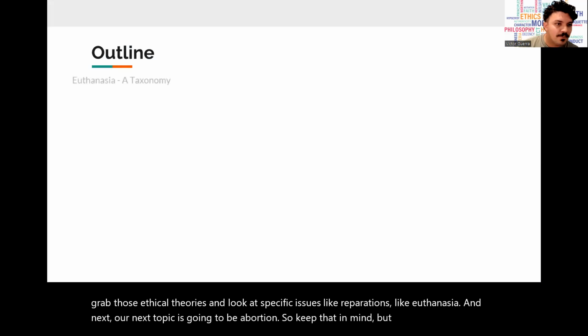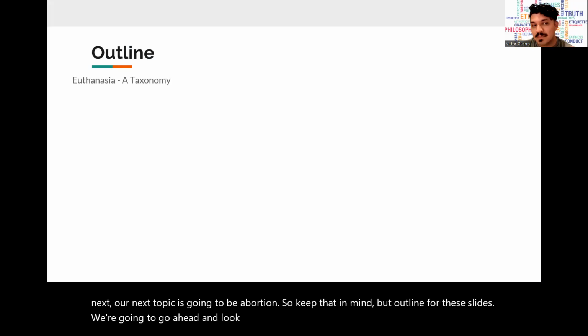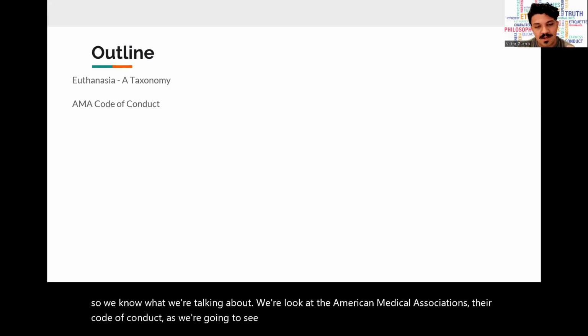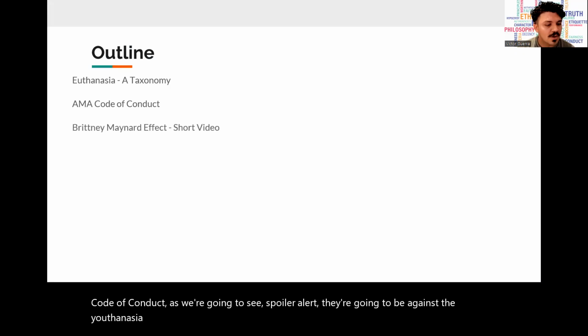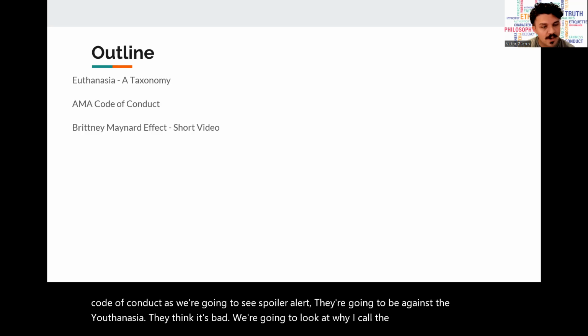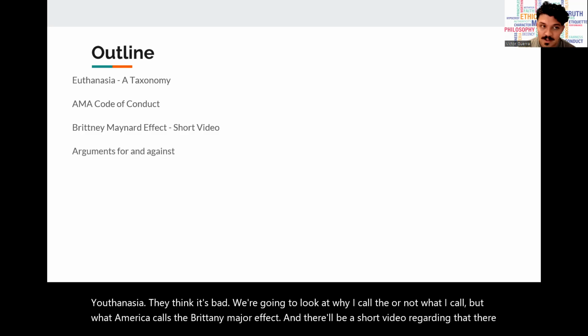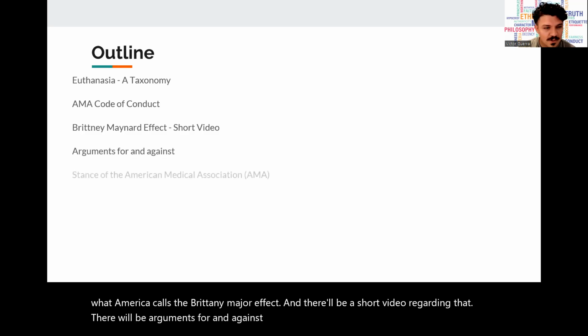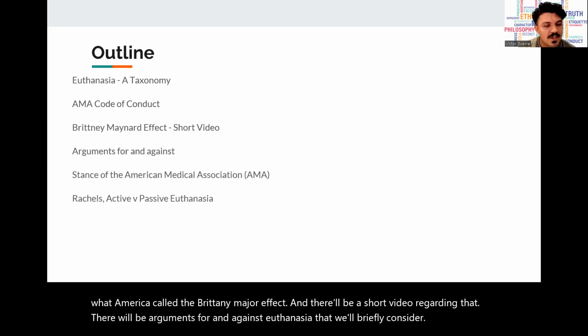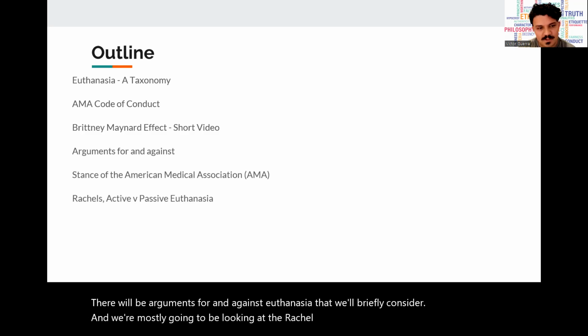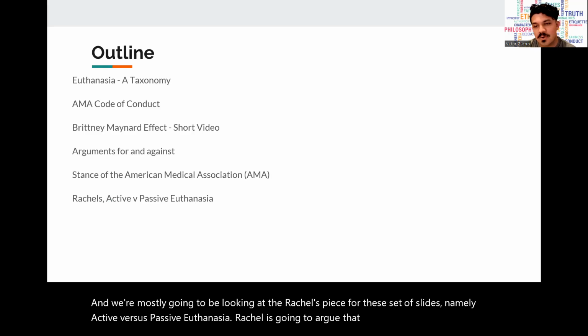But the outline for these slides: we're going to look at taxonomy, or a bunch of definitions of euthanasia, so we know what we're talking about. We'll look at the American Medical Association's code of conduct. As we're going to see, spoiler alert, they're going to be against euthanasia. They think it's bad. We're going to look at what America called the Brittany Maynard effect, and there'll be a short video regarding that. There'll be arguments for and against euthanasia that we'll briefly consider. And we're mostly going to be looking at Rachels' piece for these slides, namely active versus passive euthanasia. Rachels is going to argue that there's essentially no moral difference between the two.